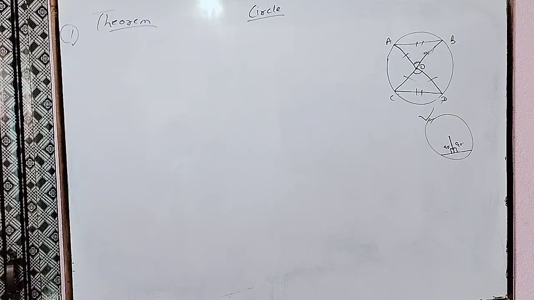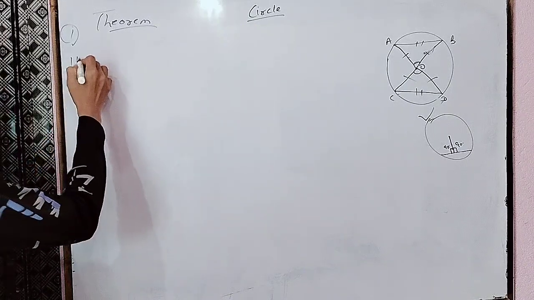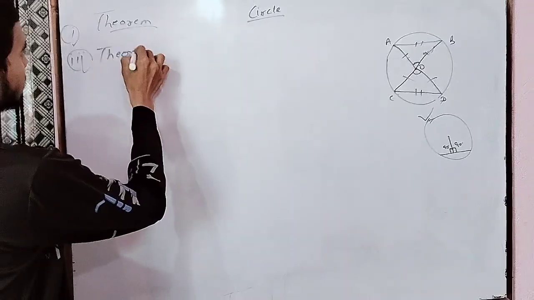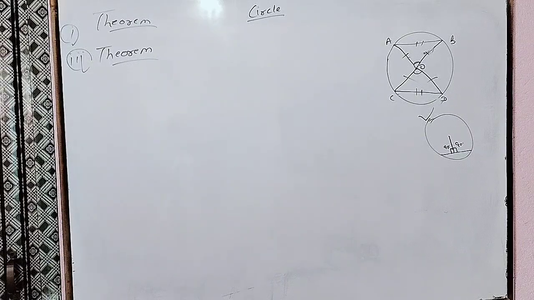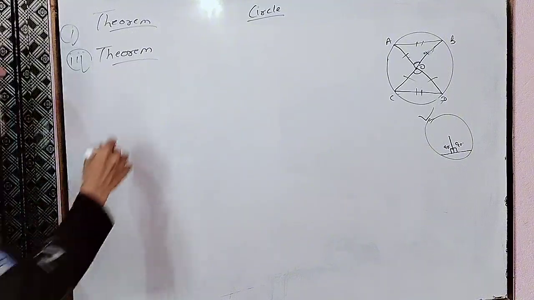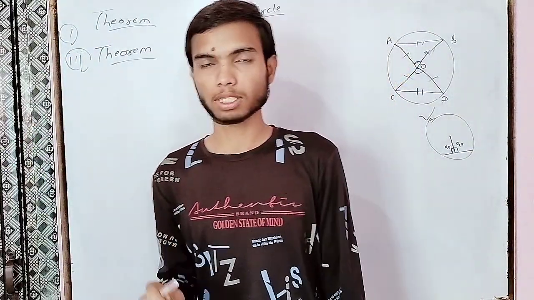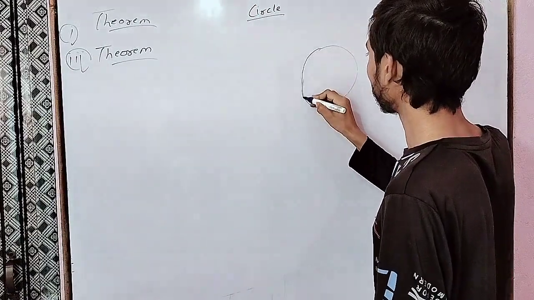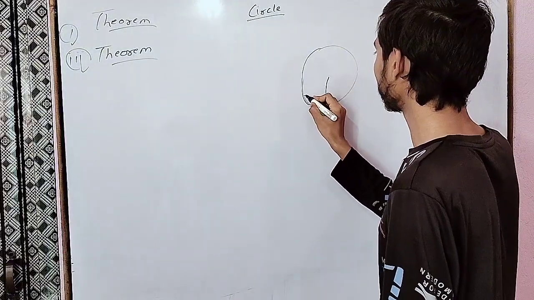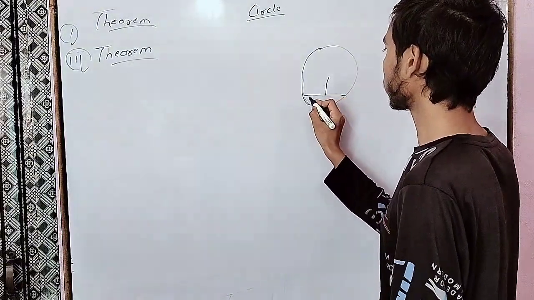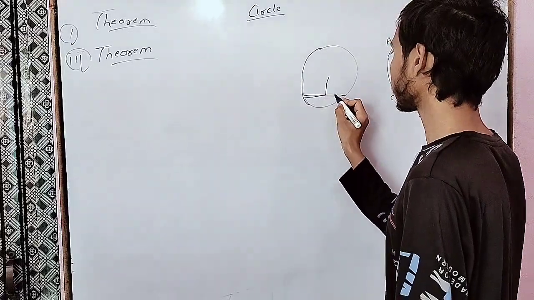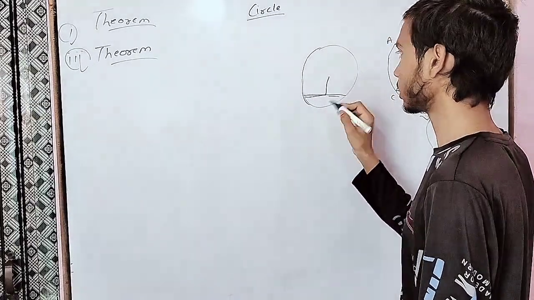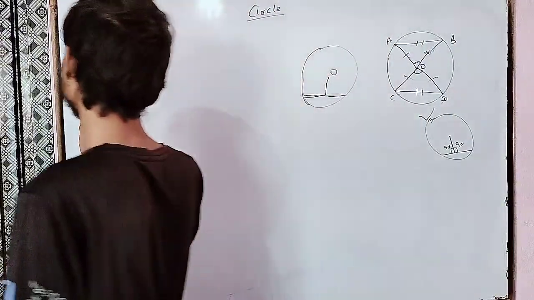Now I am moving on to the third theorem. Theorem number 3. The third theorem is saying the perpendicular from the center of any circle to a chord bisects the chord. Third we have also seen. A line which is perpendicular, coming from the center, bisects the chord. So of course it is saying the measure of this part will be equal to the measure of this side. It is true.